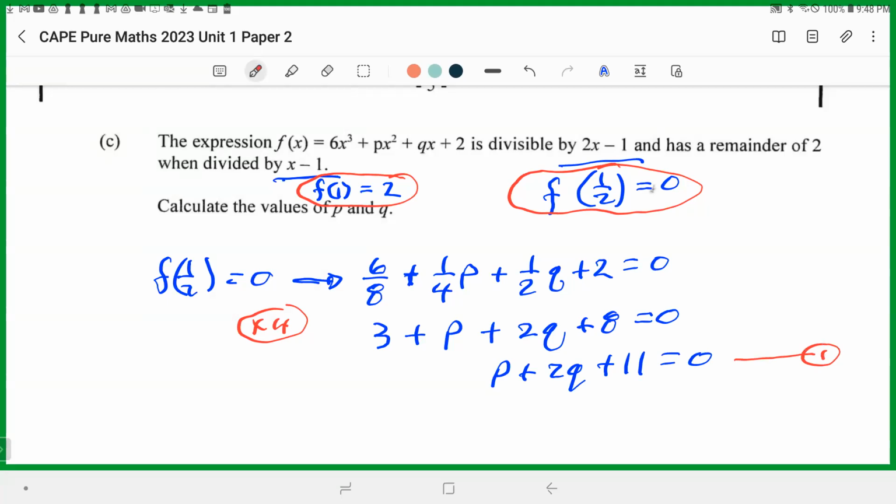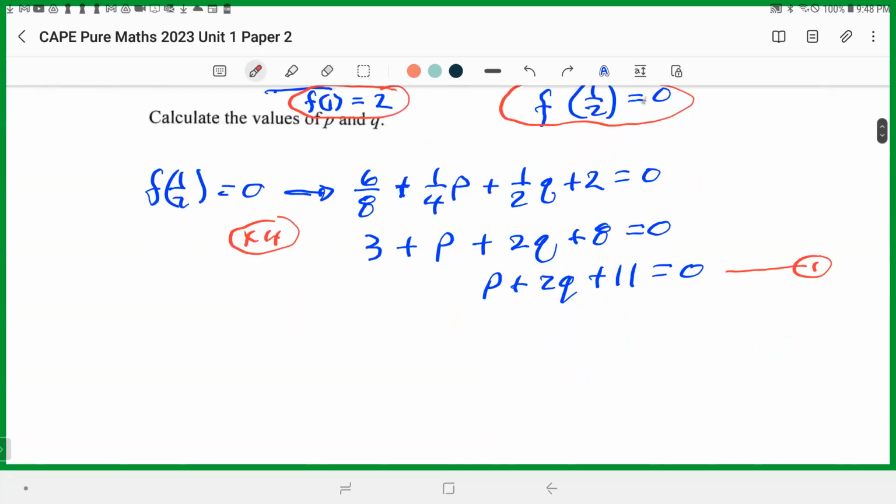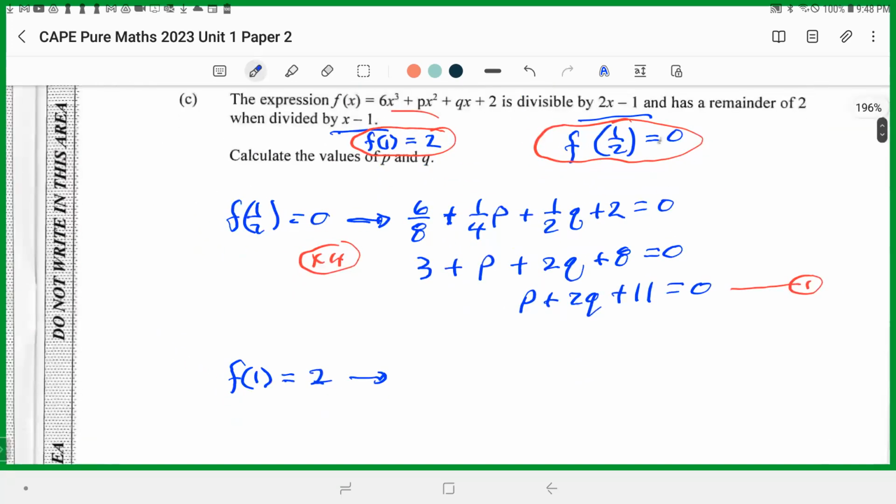I'm going to get another equation from this now. f of 1 equals 2. Let's do that now. I'm doing f of 1 with the blue. f of 1 equals 2, which tells me I'm going to plug 1 in the function up here. Right? Plug 1 in that function.